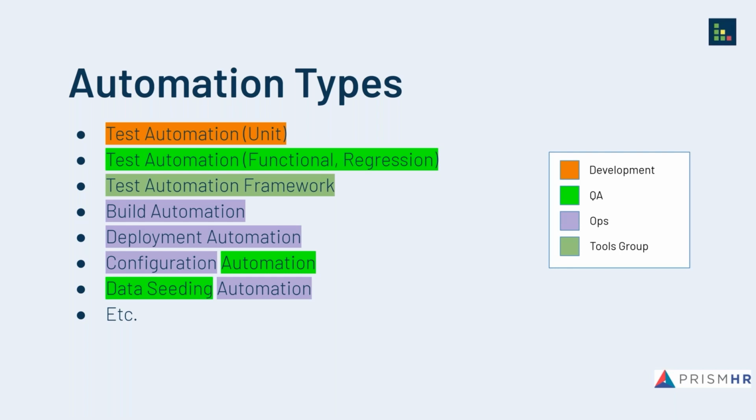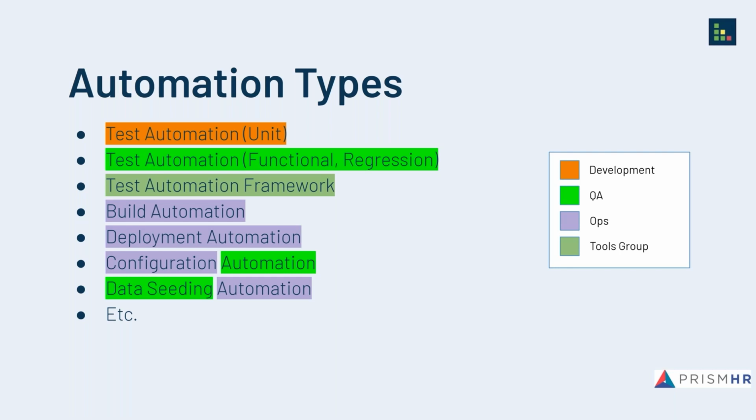Test automation, I'm going to say functional and regression tests, is usually the responsibility of the QA team. The QA team knows these tests front and back. They know what they want to test. If you're going to automate those tests, it's usually the QA team that's responsible for doing the automation of those tests.